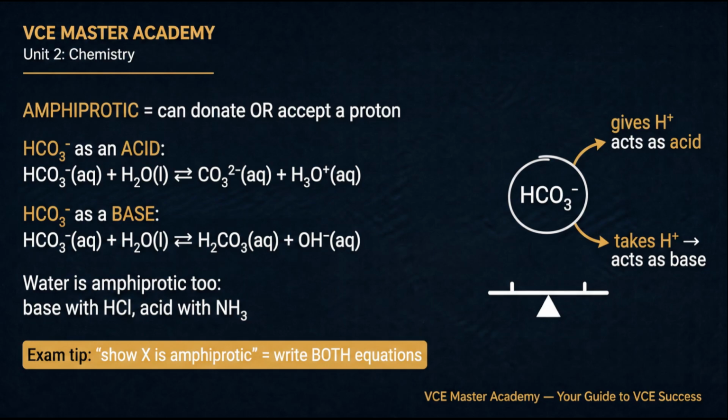Here's a lovely twist. Some substances can play both roles. We call them amphiprotic. Amphi just means both, like amphibian, an animal that lives in water and on land. An amphiprotic substance can donate a proton or accept one, depending on who it meets. The classic example is the hydrogen carbonate ion, HCO3-. Put it with water and watch it act as an acid. It donates its H+, becomes carbonate, CO3 2-, and the water becomes hydronium.